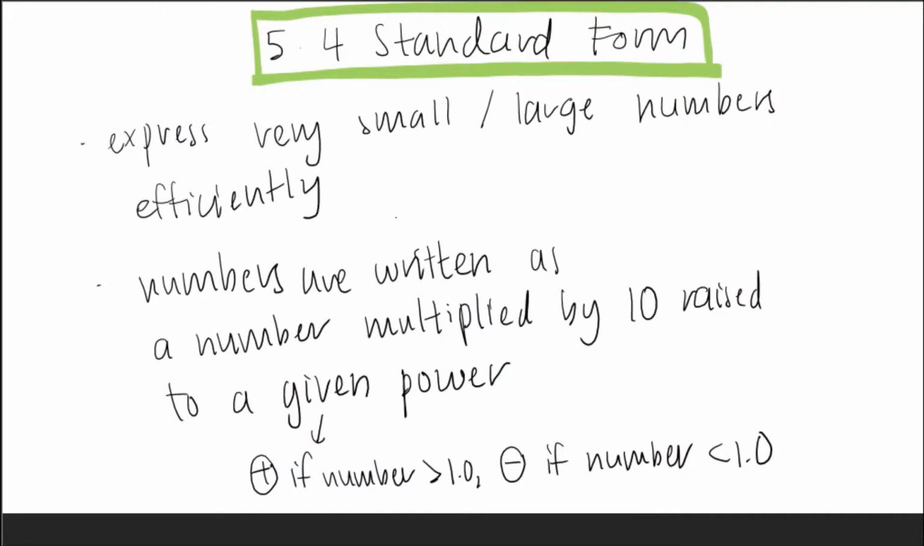The fourth subtopic, standard form. You use standard form to express very small or large numbers efficiently. Numbers are written as a number multiplied by 10 raised to a given power. So if a number is more than 1, the given power would be positive, and if the number is less than 1.0, it's a negative index.